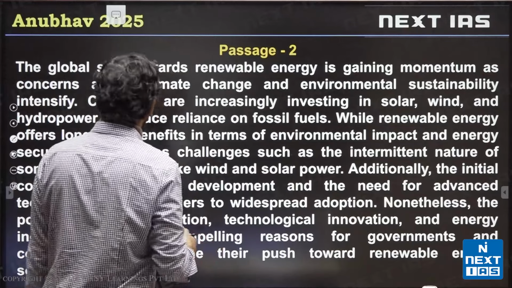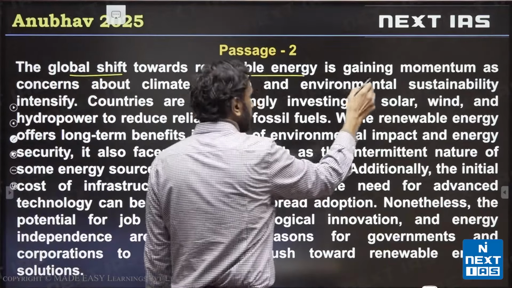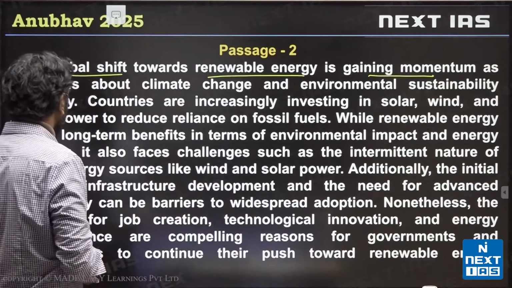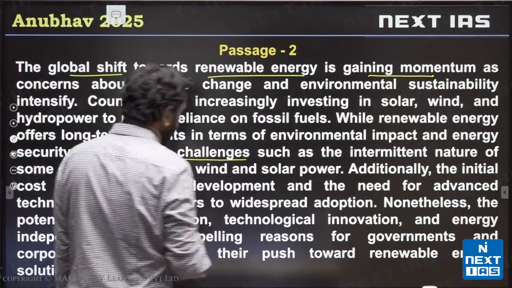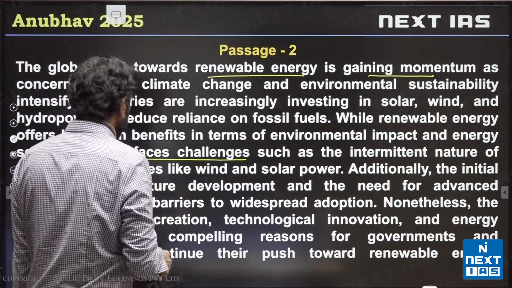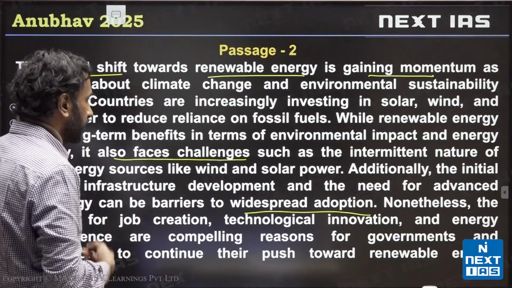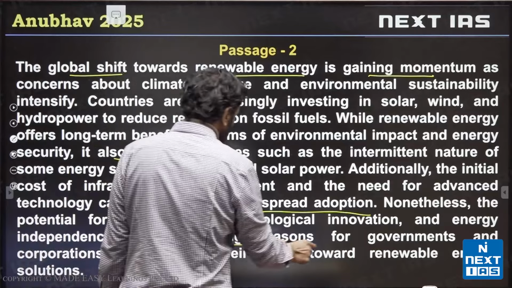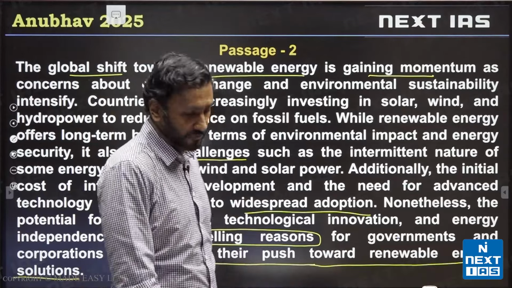Global shift towards renewable energy is gaining momentum as concerns about climate change and environmental sustainability intensify. Countries are increasingly investing in these technologies. While renewable energy offers long-term benefits and energy security, it also faces challenges such as the intermittent nature of some energy sources. Additionally, the initial cost of infrastructure development and the need for advanced technology can be barriers to widespread adoption. Nonetheless, the potential for job creation, technological innovation and energy security are compelling reasons for governments and corporations to continue to push towards finding solutions. All right.